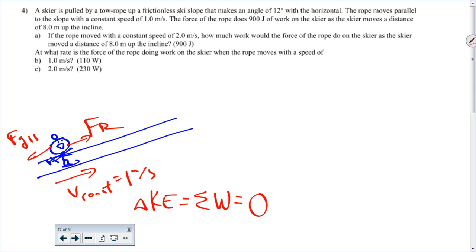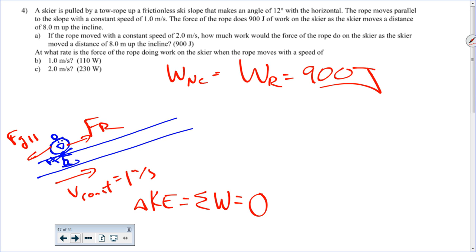All right, let's see, what else do we know? It says the force of the rope does 900 joules of work on the skier. So the work done by the rope is 900 joules as it goes 8 meters up the incline. A, if the rope moved with a constant speed of 2 meters a second, how much work would the force of the rope do? It would still be the same, right? Because this is my work done by non-conservative forces, right?